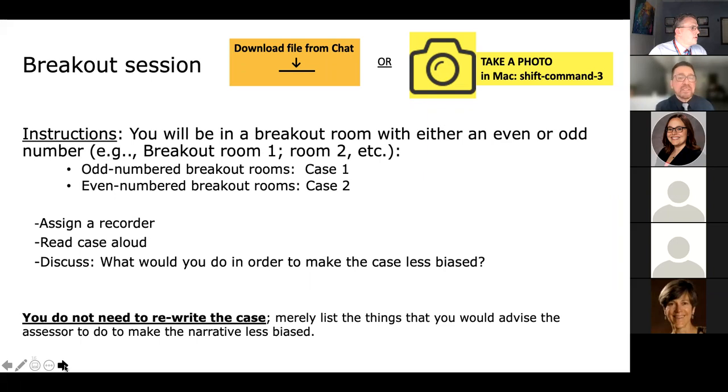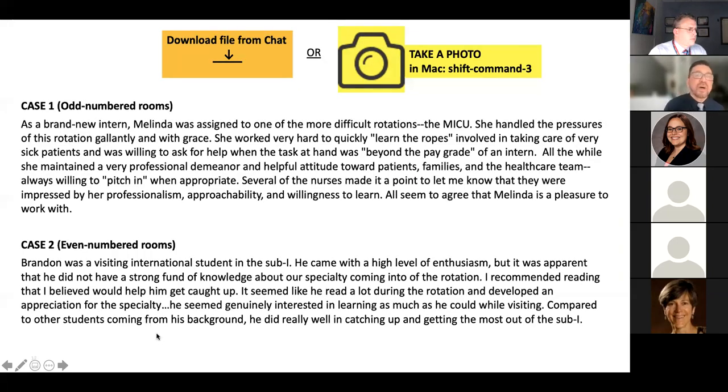I put the cases in the chat area as well if you want to download the file. These are the cases themselves. You can also take a photo of this while it's up, though we're not going to read it right now. In a second, we will put you into even and odd numbered breakout rooms, and you'll be focusing on the cases. It will take about 20 minutes, a good amount of time to focus on the cases.